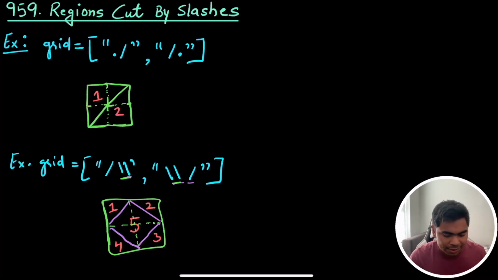outside the box. Rather than working with these slashes, how about you work with zeros and ones? So what does that mean? What does working with zeros and ones mean? So this is what I mean.